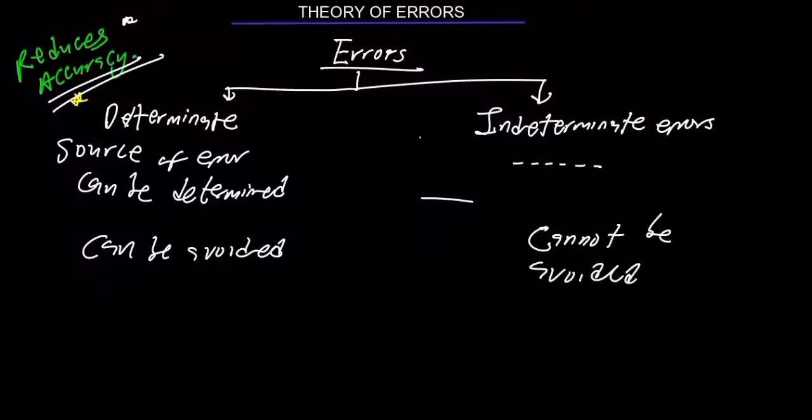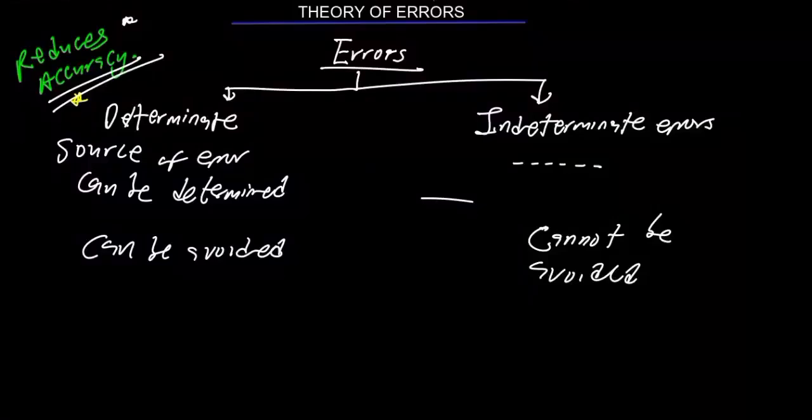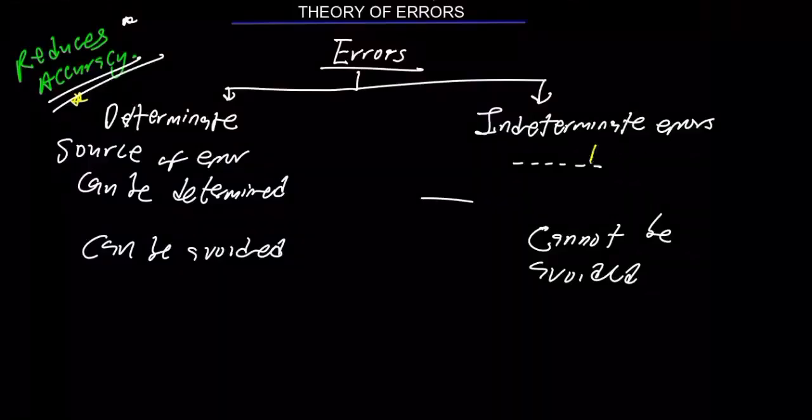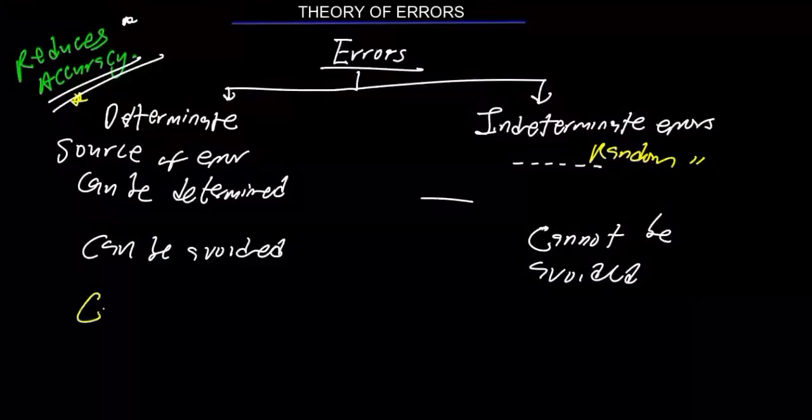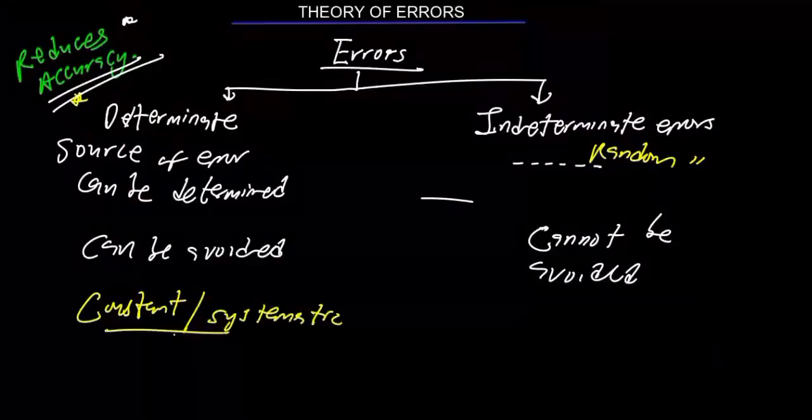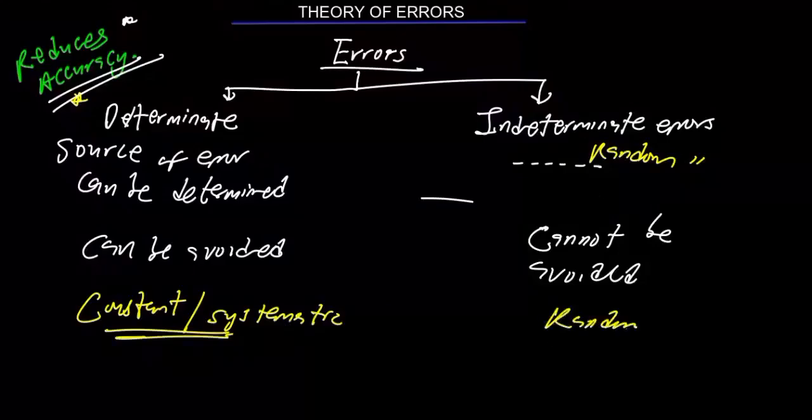Okay. And take note that indeterminate error has a name we call it. We call it random errors. So it means that determinate error can either be constant or systematic. This can either be constant or systematic, while this one can just be random. So these errors are constant or systematic, while this one is random. So that is that on errors.